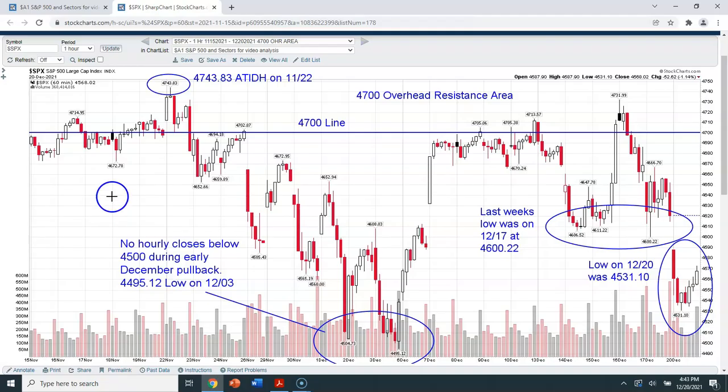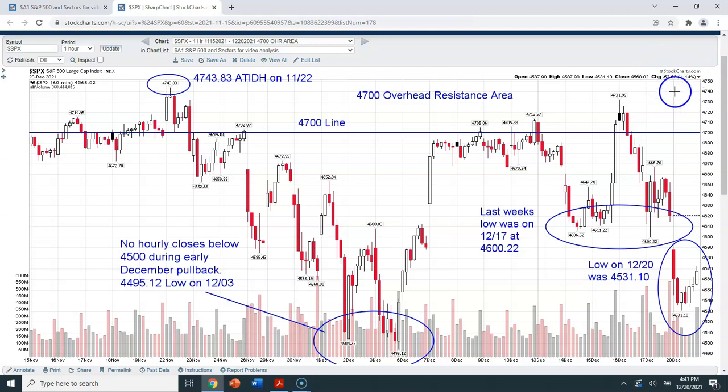All right, and the chart we're looking at here, and the only chart we're going to be working on today, is an hourly candlestick chart of the S&P 500 that goes back to November 15th, of course, through Monday, December 20th. And the reason I'm putting this video out today instead of just doing the weekly is the fact that we did have a gap down today.